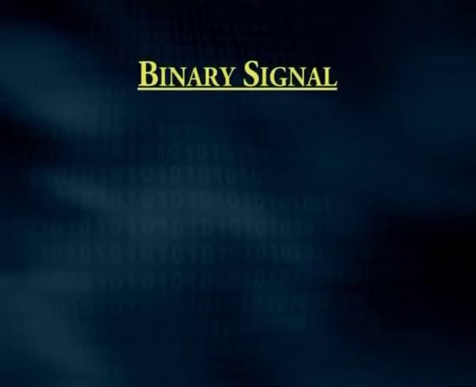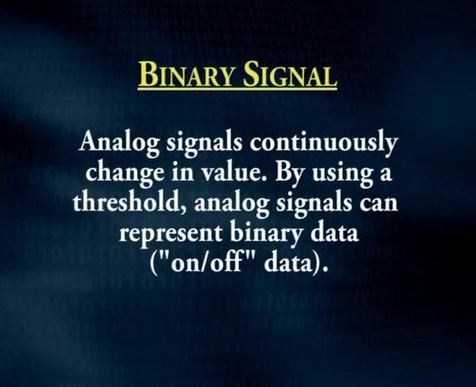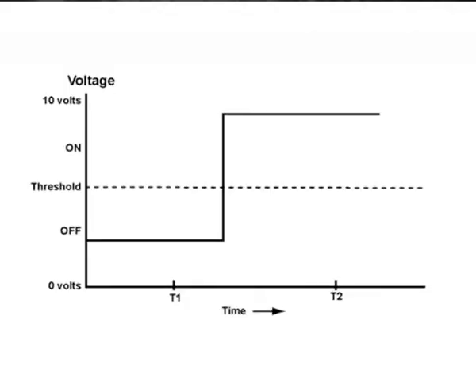Coming to the binary signal, analog signals continuously change in value. By using a threshold, analog signals can represent binary data, that is, on or off data. It is easy and fast for humans as well as for electronics to determine if a voltage is above or below a threshold. The figure shows a signal that transmits off then on. That is, the signal is examined at times t1 and t2.